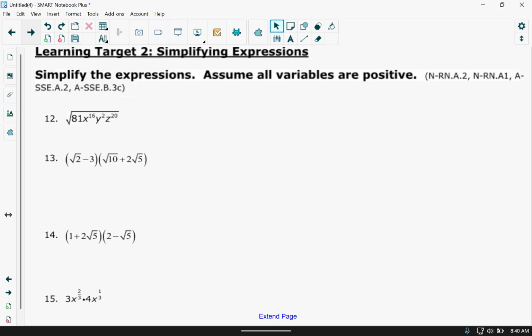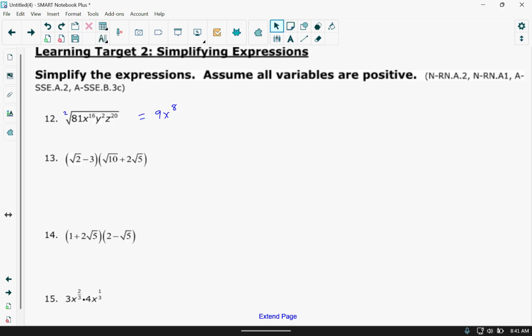Okay, learning target 2, we're still in the same learning target. We just have to simplify the expressions still. So number 12 is the square root of 81, x to the 16th, y squared, and then z to the 20th. So we have 2 for the index. The square root of 81 is just 9. The 2 goes into x to the 16th 8 times, so x to the 8th comes out with no leftovers.